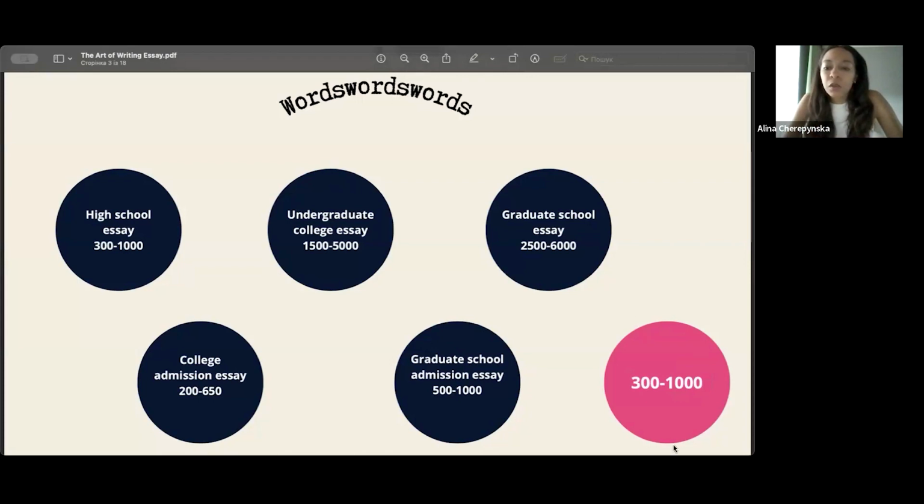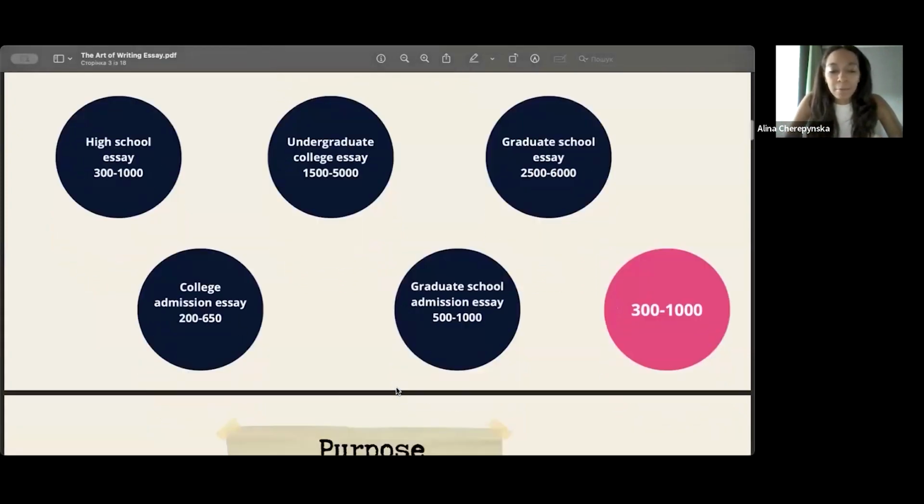And the pink circle, this is the average. The average amount is from 300 till 1,000. For an international test or for any other test, this amount is actually okay. That is why you may focus on these numbers. This is the average. So once again, from 300 till 1,000 words, and it will already be a well-made essay. That's why please do not forget at least to count the words before submission of your essay.